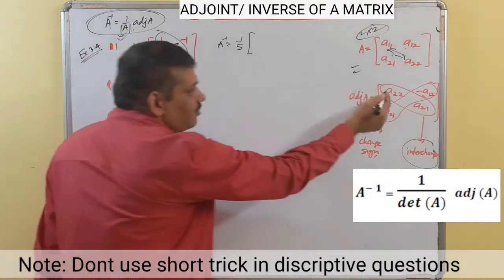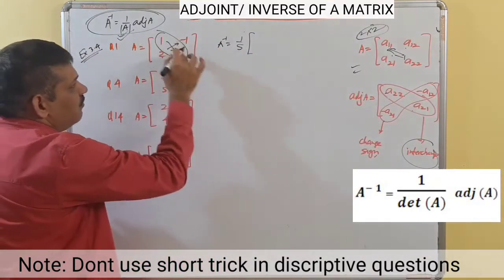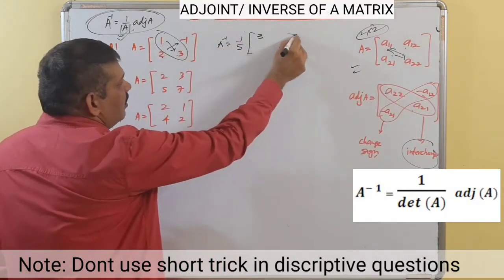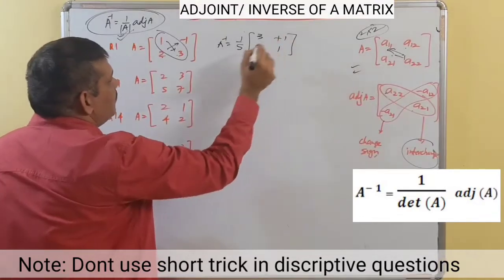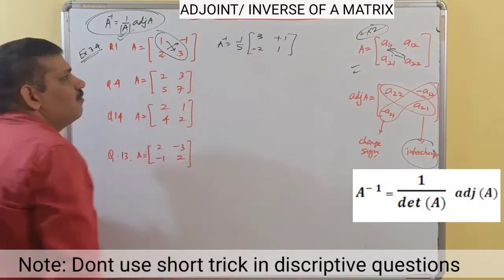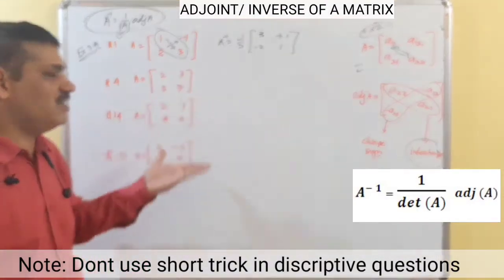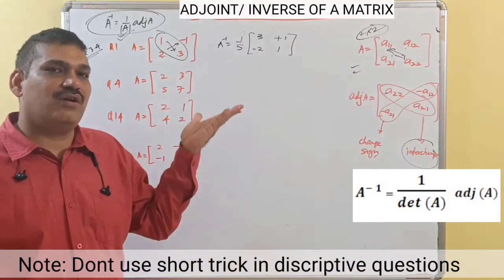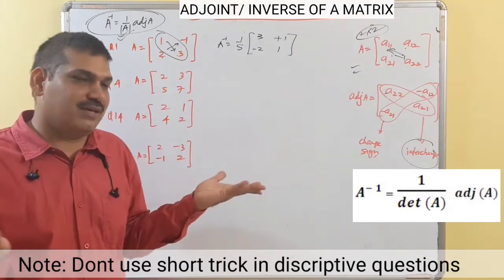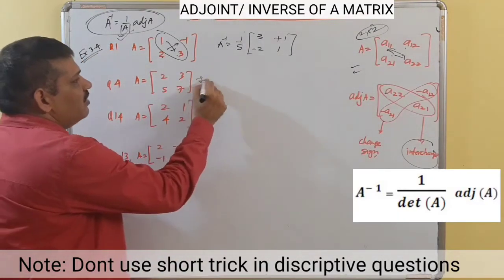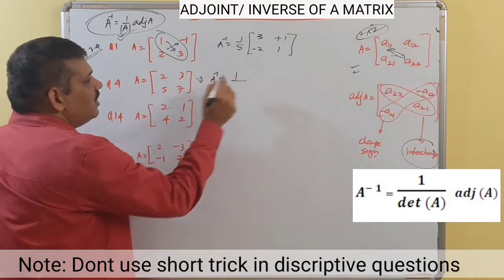For adjoint A, what do we do? Interchange it, so 3 and 1 will be interchanged. And here we will change the sign. This will be plus 1 and this will be minus 2. This is the answer. So you can check the answers quickly for all your questions, and your teacher does it like this.